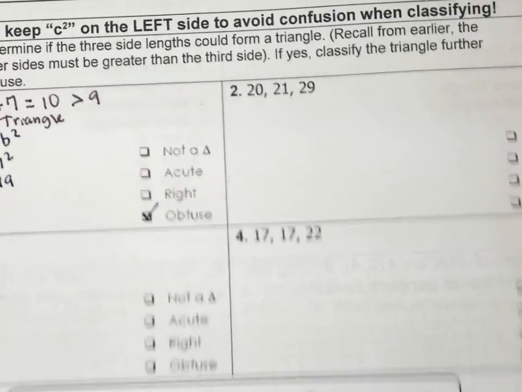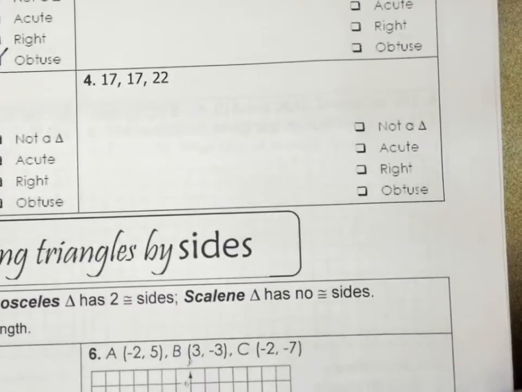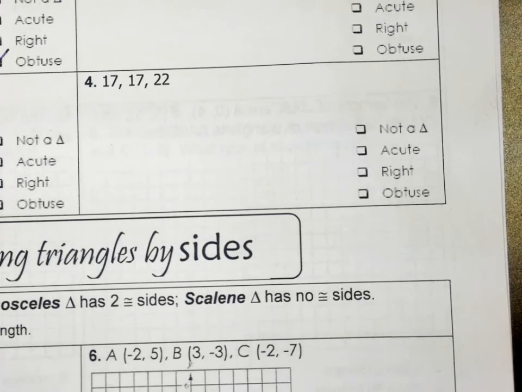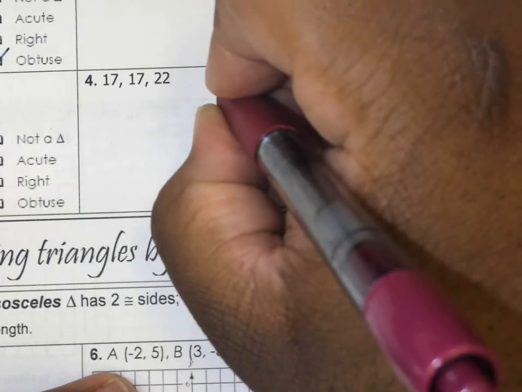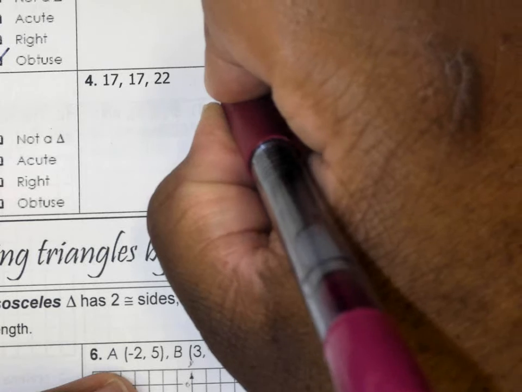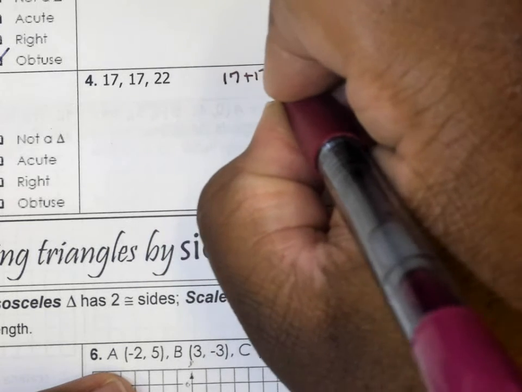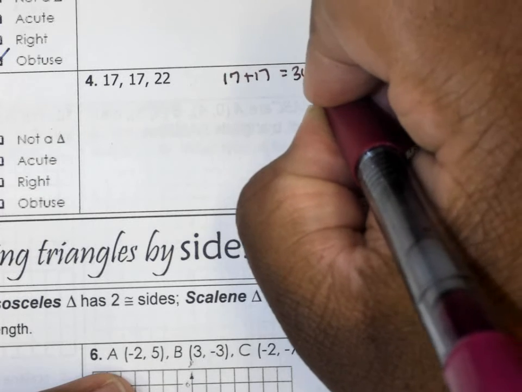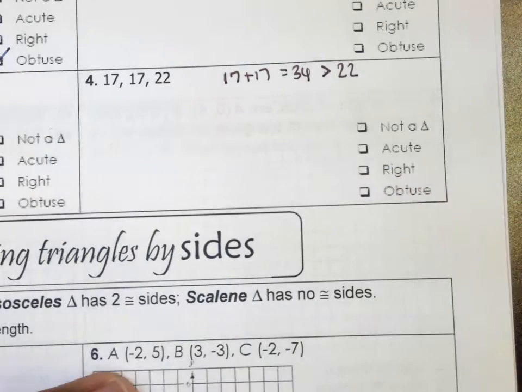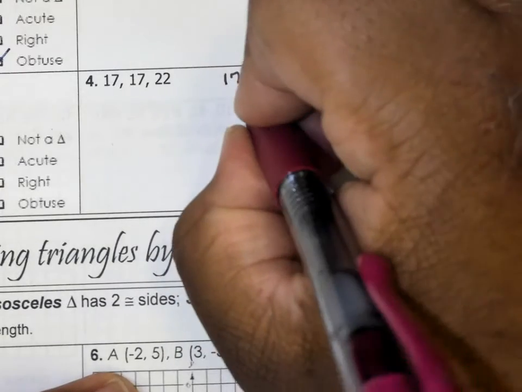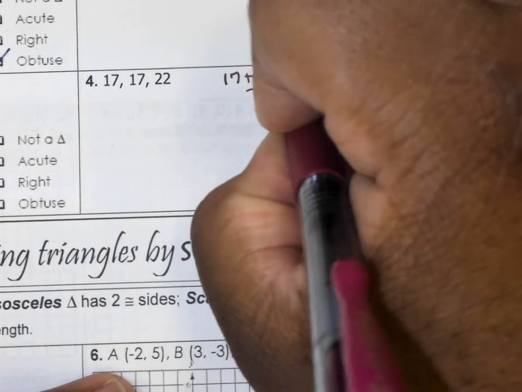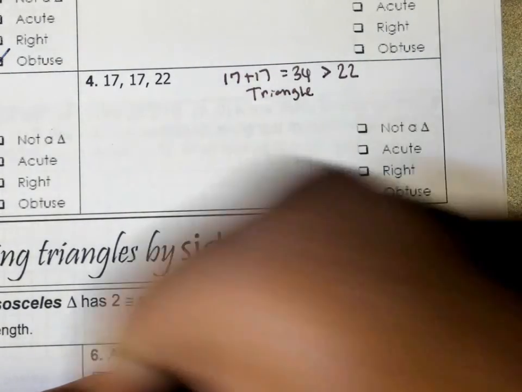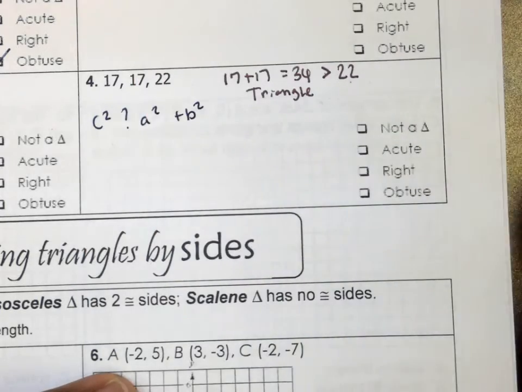Doing one more, number 4. I want to check to see if this is a triangle first. Before I even start, make sure it qualifies as a triangle. 17 plus 17 equals 34. 34 is greater than 22, so we're good. This is a triangle, so I can check to see what kind of triangle it is. c squared, a squared, b squared.